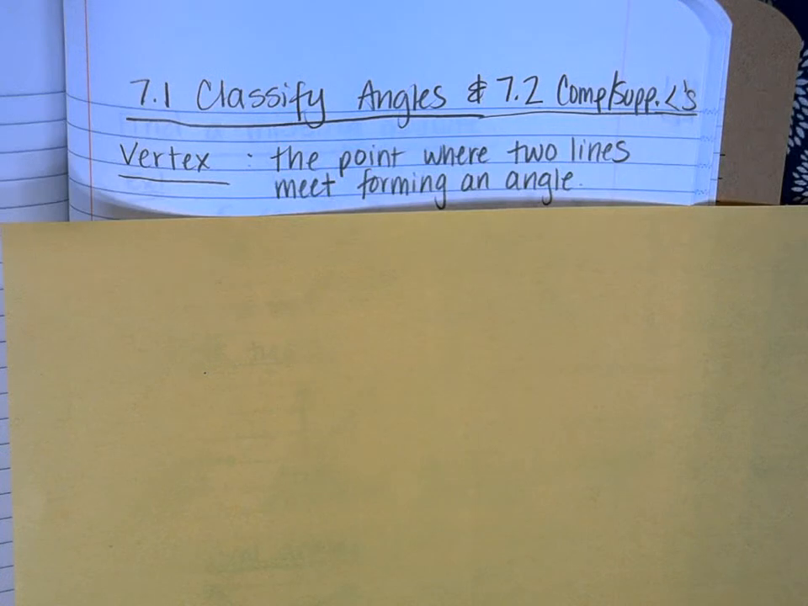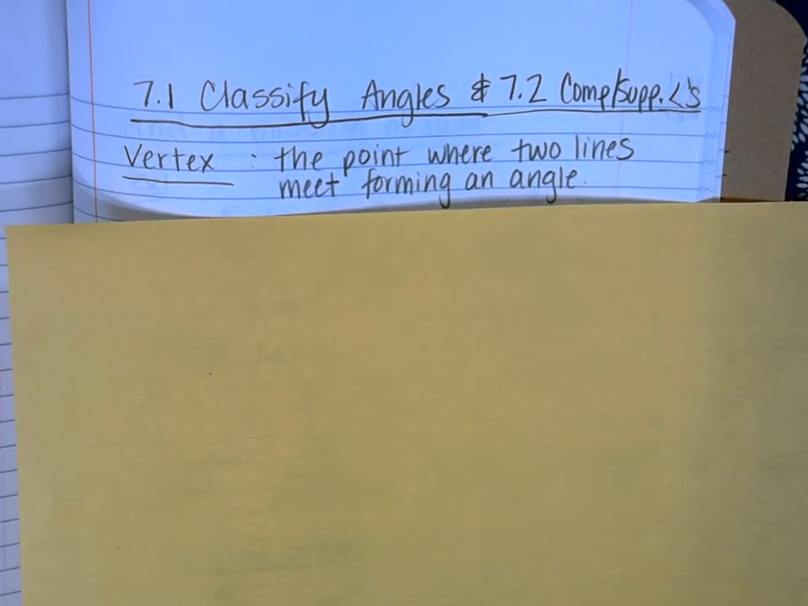But the first definition we have is vertex. Some of you have heard this word. This is the point where two lines meet, forming an angle. It's a point. You can have a vertex in a triangle, a square, a rectangle, any polygon that's closed. You can also have a vertex in regular angles, like on the pretest and in the book when you guys measured the angles, you had vertexes.